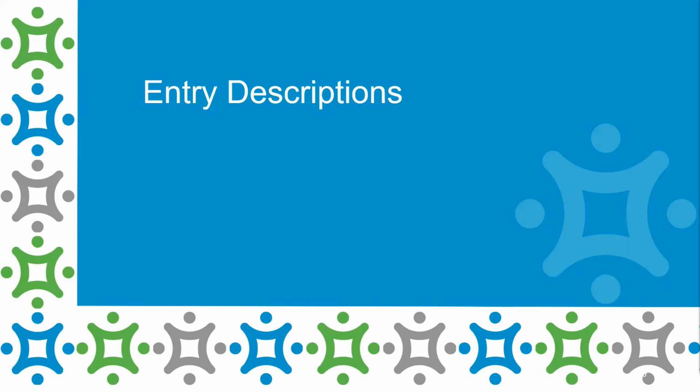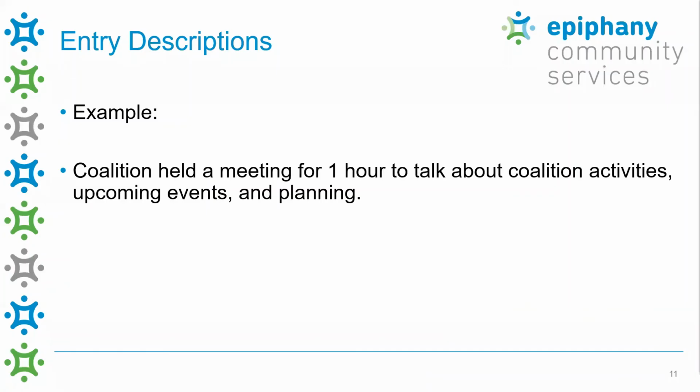The big thing here I want to go through is an example, so we're going to talk through one today. The main thing I want to start out with is this one. A coalition held a meeting for 1 hour to talk about coalition activities, upcoming events, and planning.